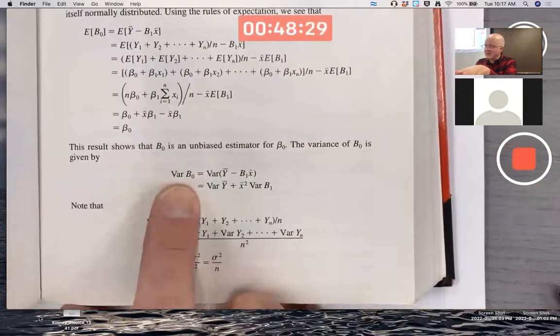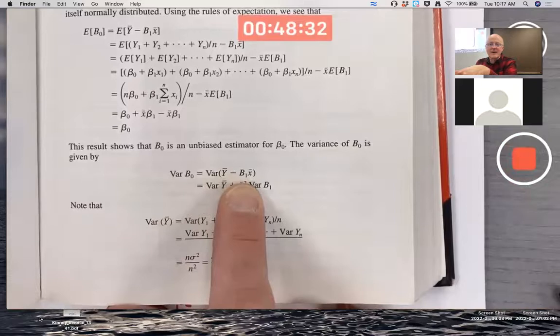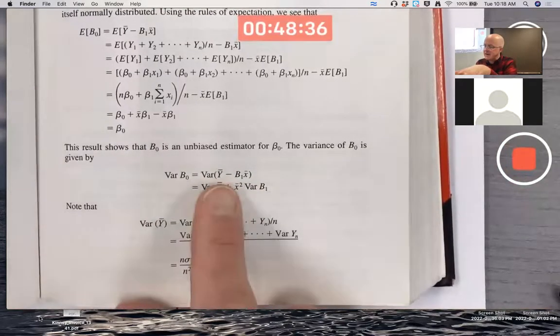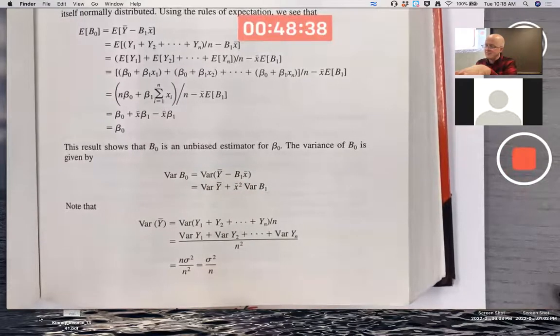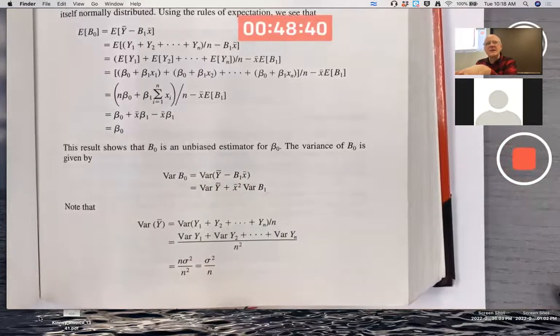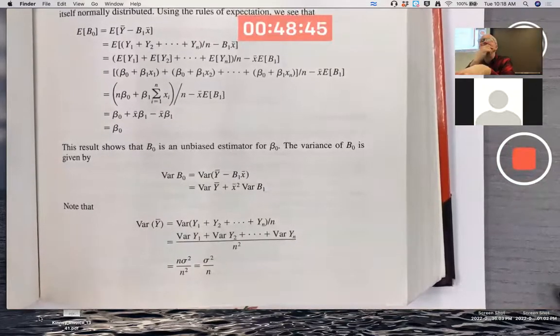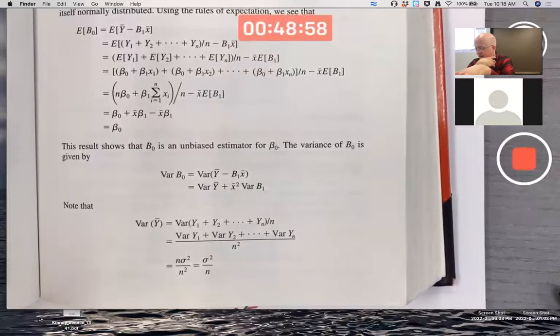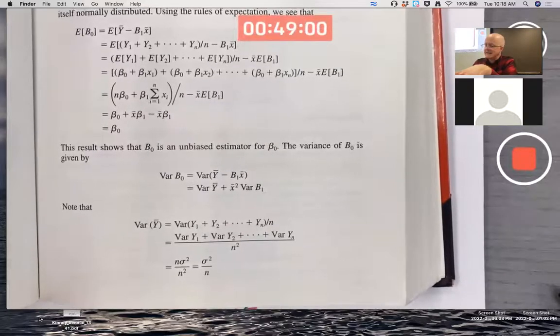Variance of B0. B0 is y bar minus B1 x bar. A linear combination. Independence. Okay, can we assume y bar is independent from B1? Hope it's intuitive that you could. The yi's are independent amongst themselves. They're really independent of B1. I guess we're not proving that in any way. And the book doesn't even mention independence, but they're evidently using it to say it equals this.